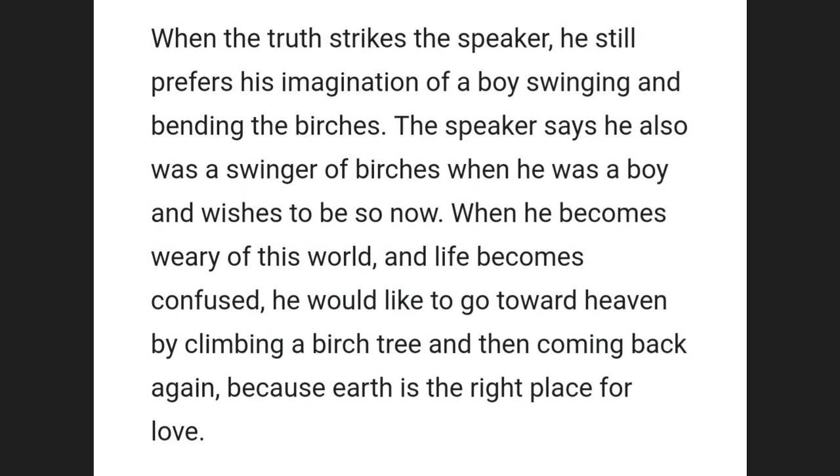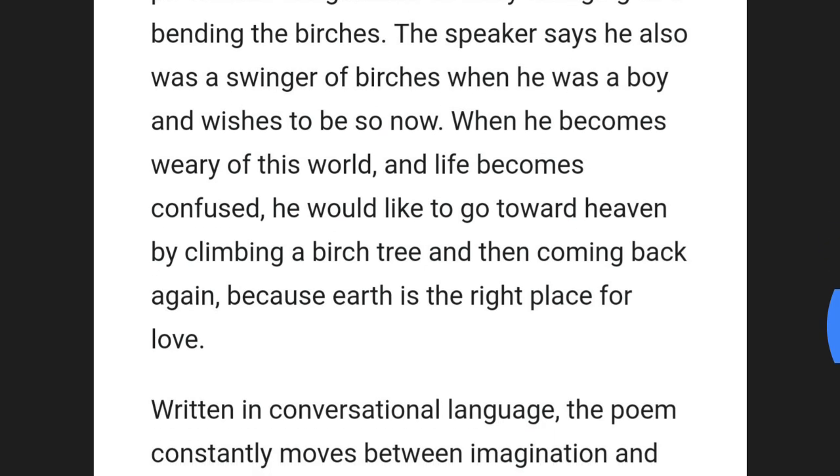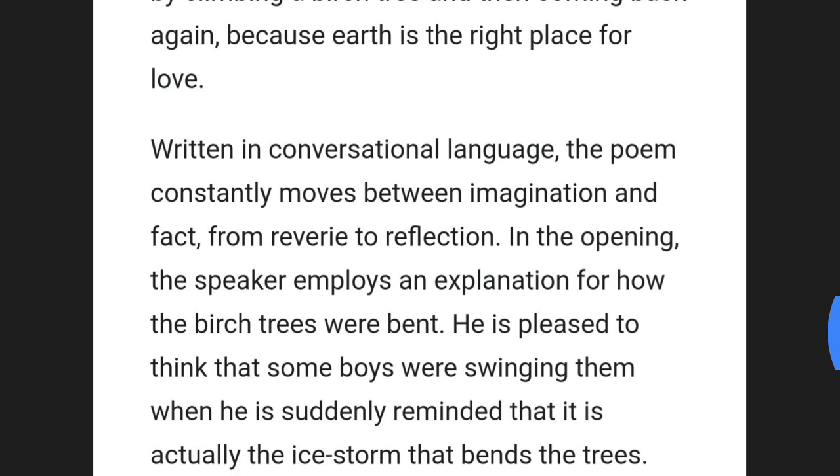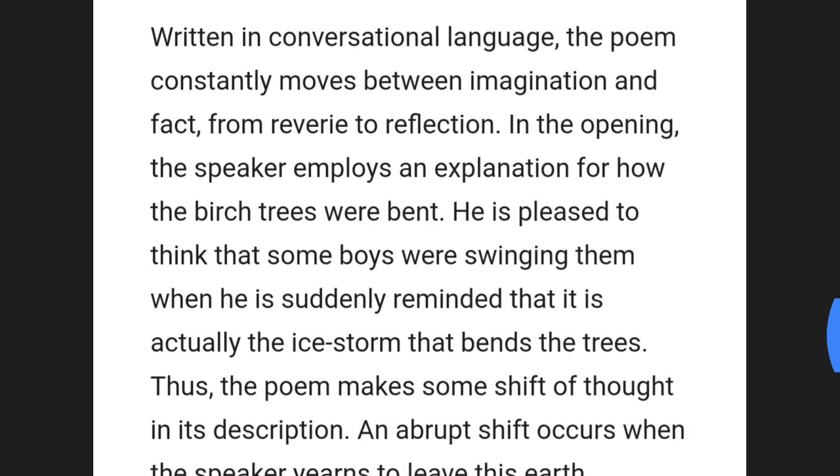Because earth is the right place for love. Now, this poem is written in conversational language. That means very simple English, simple, common, ordinary English, so that you don't have any problem in understanding. There are no tough words, difficult words, which you may have to tackle when you read this poem.